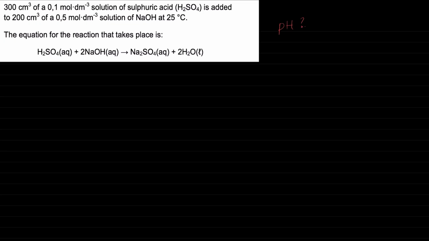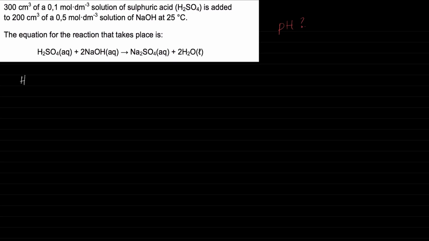Now, you would be tempted to say that sulfuric acid is a strong acid and NaOH is a strong base, so the salt will be a neutral salt. However, we need to be careful because we need to check if there's anything in excess. So first, let's go ahead and calculate the number of moles of each thing. So we'll start with the H2SO4.